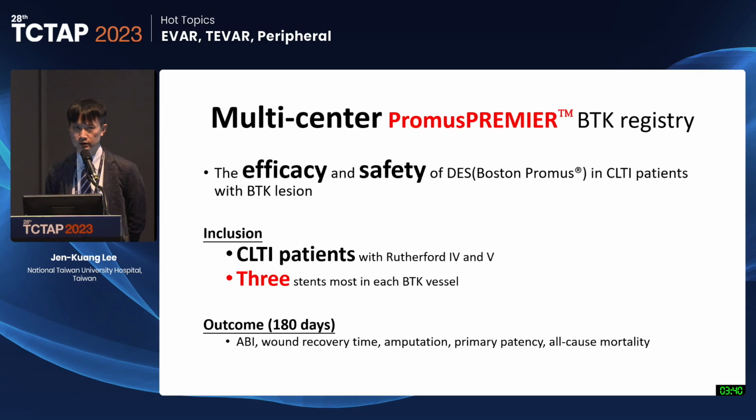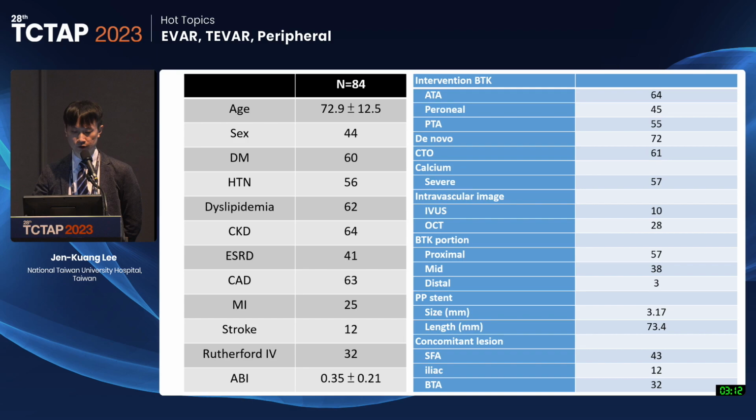Currently, in this study, we focus on the Boston Performance Premier in CLTI, because currently, if we want to treat below the knee lesions, the main indication is CLTI. And we also restrict the stent amount used, because we don't want to put stents all the way from the popliteal to the dorsalis. And we just check the outcome for half a year because these are CLTI patients.